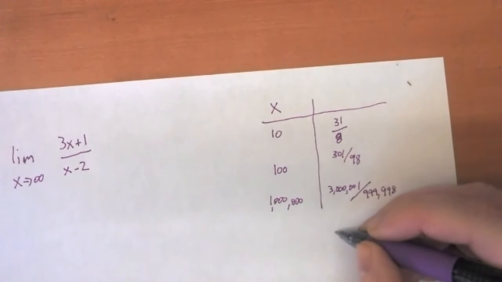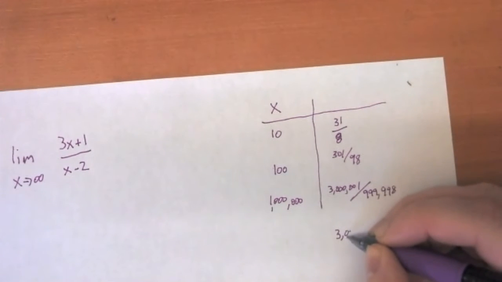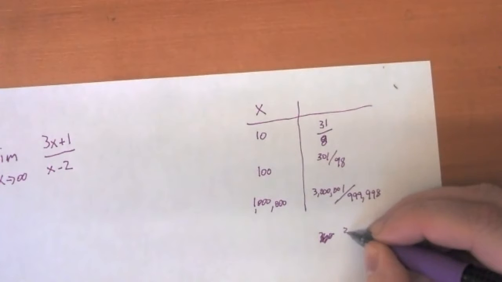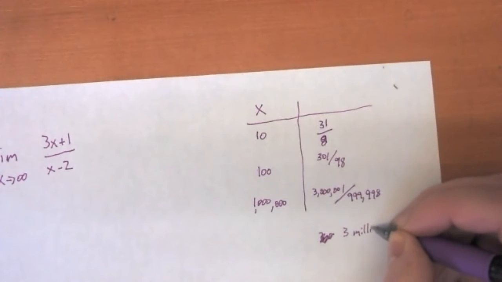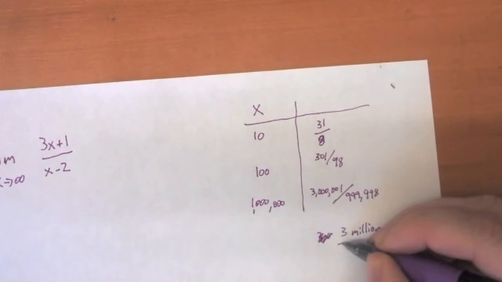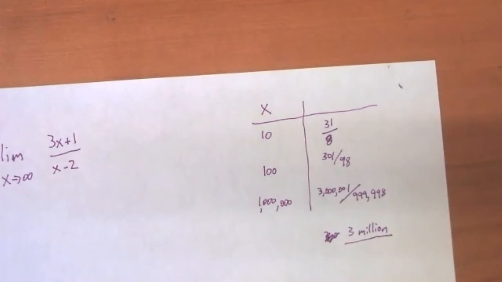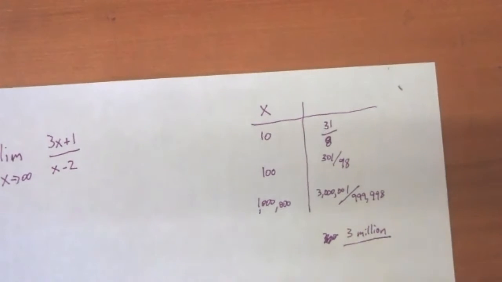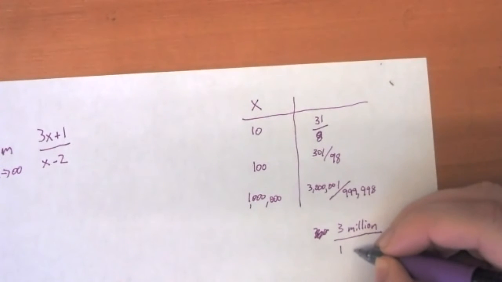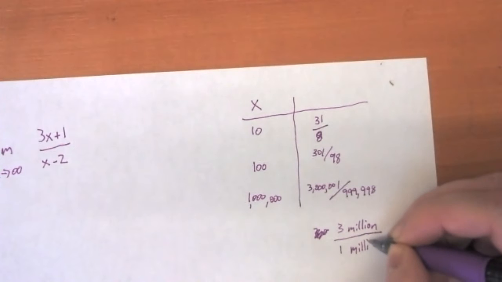I heard somebody say 3,000,000. Excellent choice. Why don't I even just write that in words? 3,000,000. All right. And 999,998, that's a complicated number. Can I round that to a number that's easier to deal with? Yeah, why don't I call that 1,000,000?